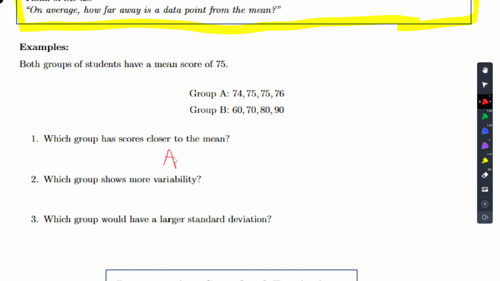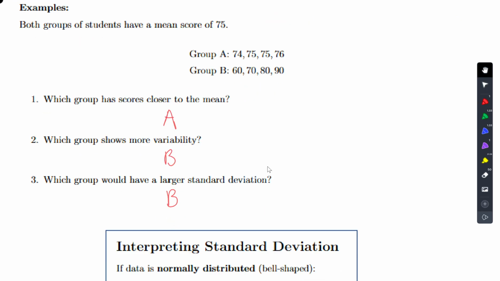Okay, which group shows more variability? So variability is like differences in the numbers. Right, so that'll be B. Or the other way they'll say it is further from the mean. Okay. Which group would have a larger standard deviation? A larger standard deviation means it's further from the mean. So that's why it's B. Okay. So that would be those.